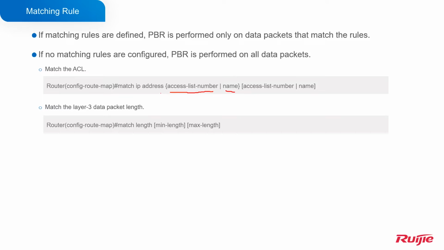And next, match the layer 3 data packet length, match length, minimum length and maximum length, is used to limit the range of the packet length.